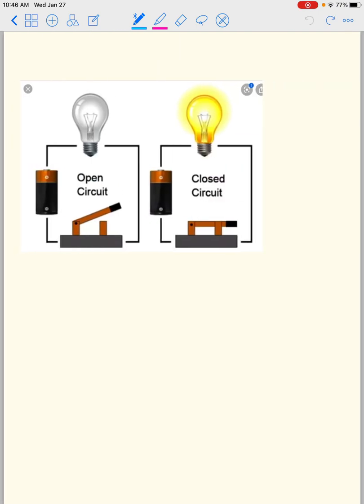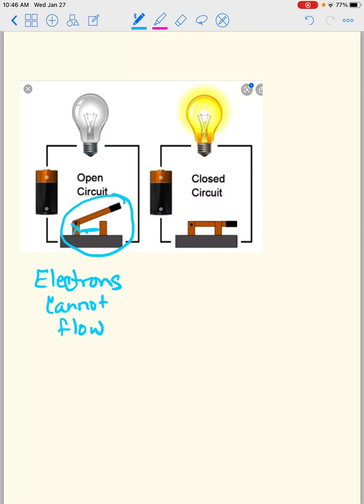All right, now we're going to look at open and closed circuits. In an open circuit, notice that there is a gap here. There's a gap between the metal, and so that means electrons cannot flow, because the electrons cannot get from this point to this point if there is no metal connecting them. So that's why the bulb is not working.